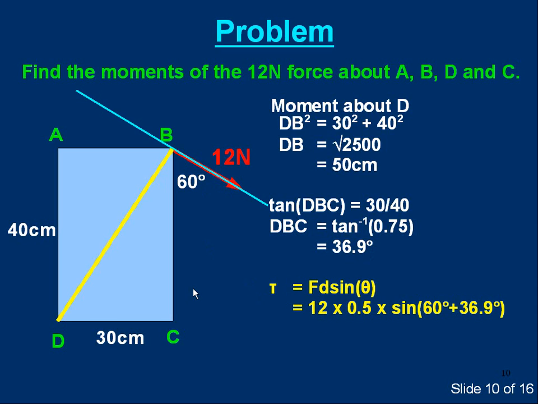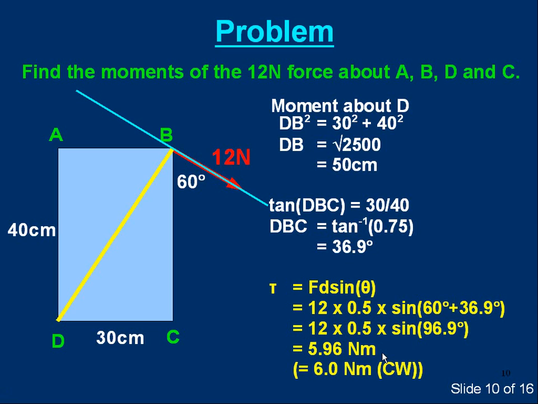Well, the force is 12 newtons. The distance we've worked out, dB, is 0.5 meters, 50 centimeters, 0.5 meters. And we're going to take the sine of the angle, and that angle is 60 plus this smaller angle. It's 60 plus 36.9. So we'll end up with 12 times 0.5 times sine of 96.9. That's 5.96, round it to one or two significant figures, 6.0 Newton meters clockwise. That's quite a hard one.